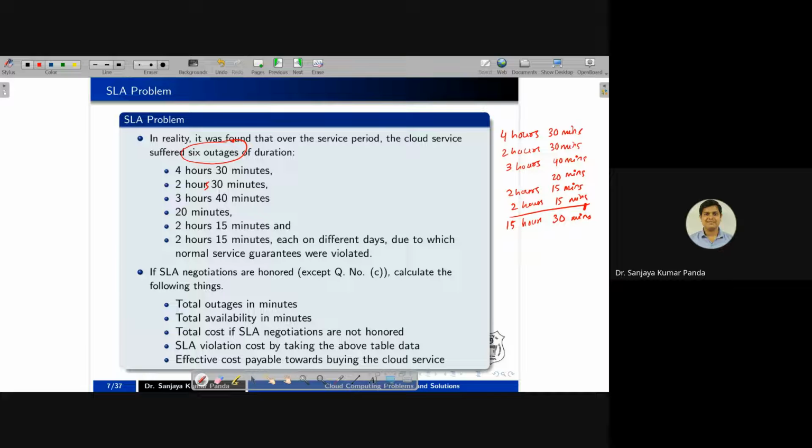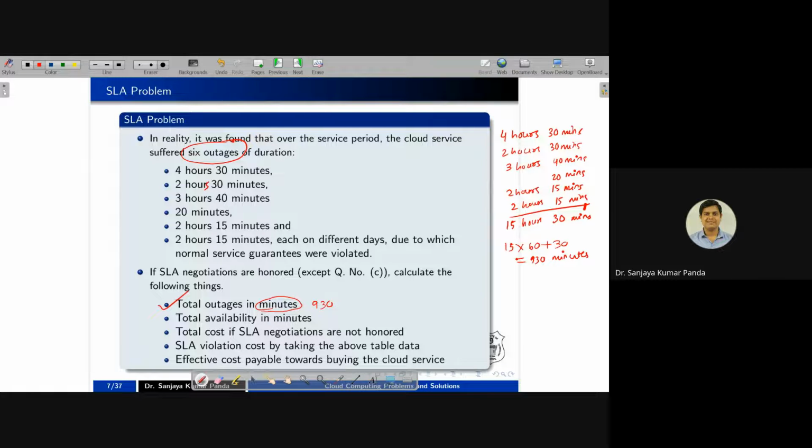Okay, but it is asking us total outage we have to determine in minutes. So obviously it is 15 into 60, plus 30. So you will get 930 minutes. Okay. So total outage is 930 minutes. So first question is solved.